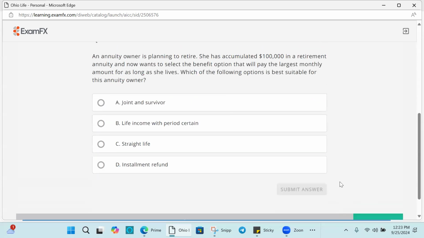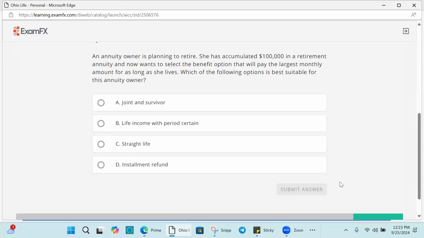An annuity owner is planning to retire. She has accumulated $100,000 in the retirement annuity and now wants to select the benefits option that will pay the largest monthly amount for as long as she lives. Which of the following options is the best suitable for this annuity owner?